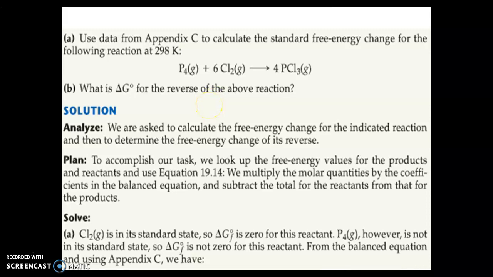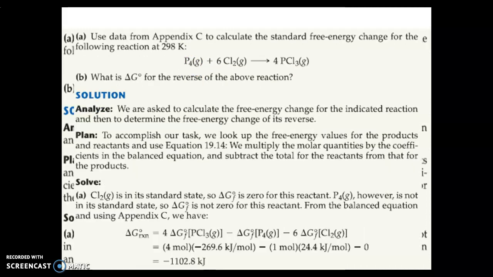Okay, so when you look at this, the chlorine gas is in its standard state, right? Chlorine is a gas at standard temperature, right? But phosphorus is not a gas, right? Phosphorus exists as a solid in standard state, and so you have to make a conversion there.